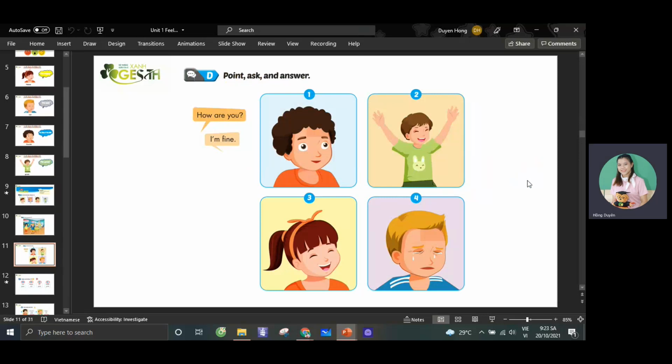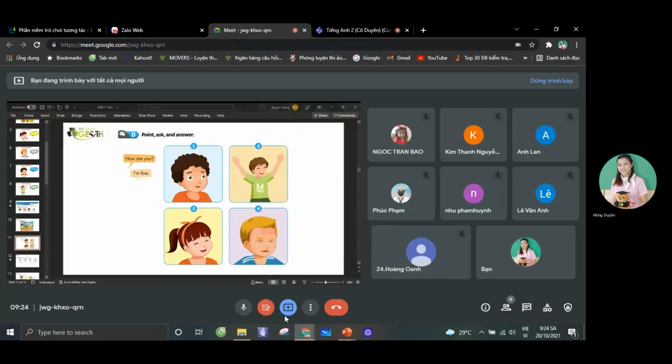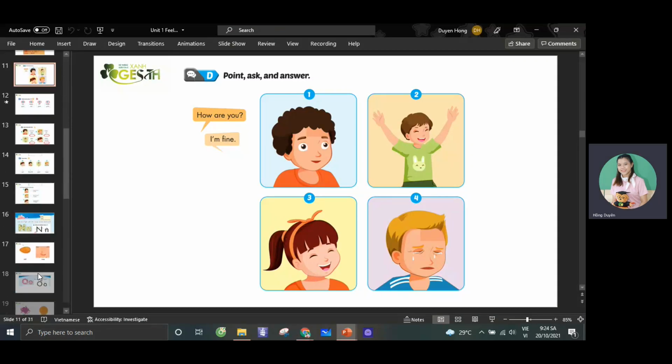Bike. Picture two, how are you? I'm great. Very good. How about picture three, Kate? How are you? I'm happy, great. And number four, how are you, Mina? How are you, number four? I'm sad, very good, I'm sad. Let's move to next part.